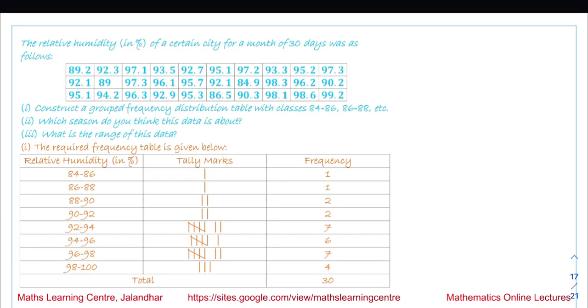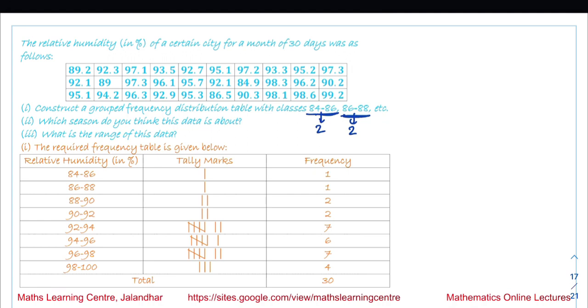Next, the relative humidity of a certain city for a month of 30 days was as follows. So these are the percentage humidity values given to us. We have to construct a grouped frequency distribution table with classes 84 to 86, 86 to 88, etc. So what we see is 84 to 86 means class size is 2, 86 to 88, class size is 2.